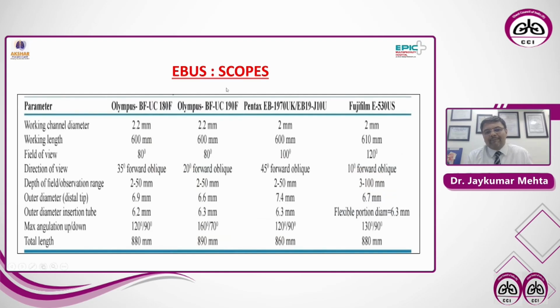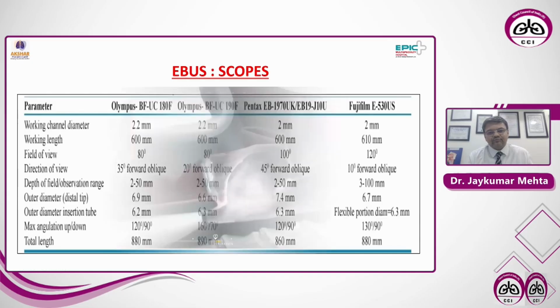Here we see there are two Olympus scopes. One is a thick scope, which is 180F series, and then the thin scope, which is 190F series. The difference is in the outer diameter at the distal tip, that is 6.9 mm in the 180 series and 6.6 mm in 190 series, which is claimed to be superior for reaching to the difficult station like station 4L.